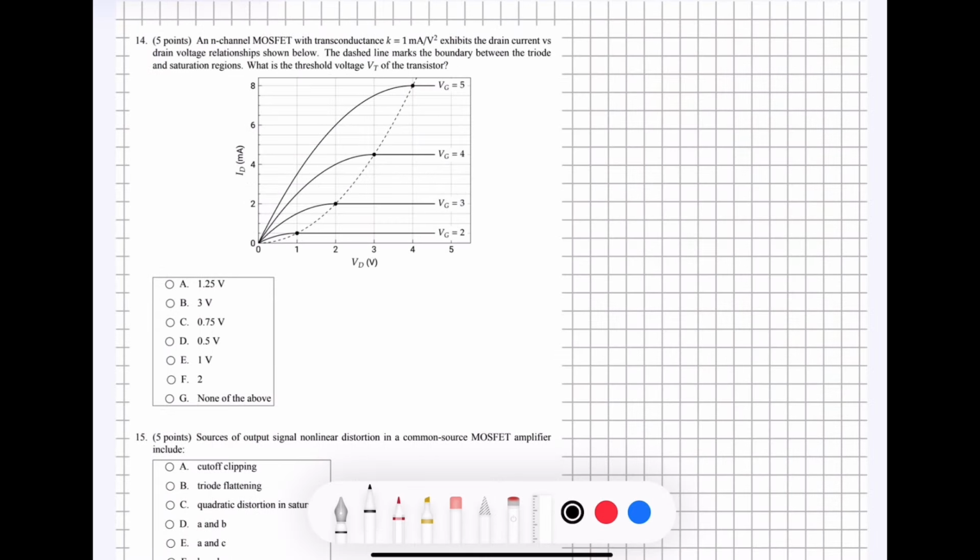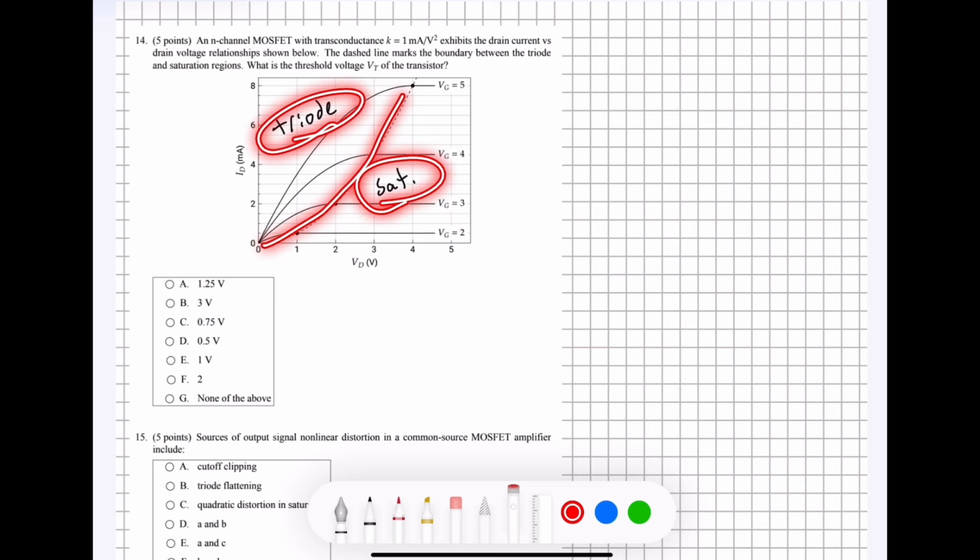All right, so question 14 says an N-channel MOSFET with transconductance K equals 1 milliamp per volt squared exhibits the drain current versus drain voltage relationship shown below. The dashed line, which is right here, marks the boundary between the triode and saturation regions. What is the threshold voltage VT of the transistor? If you've seen a graph like this before, it's going to look something like this. On this side we're going to have the triode region, and this side, the saturation region. And it's asking us to find the threshold voltage.